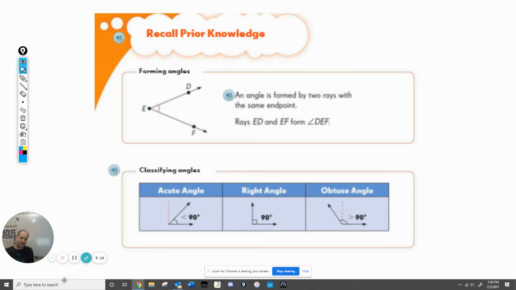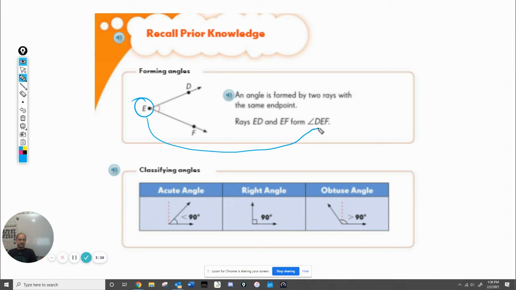Now, some stuff that I hope you recall from 4th grade. An angle is formed by 2 rays with the same endpoint. What's a ray, you say? Well, a ray is a series of points that start at one point and then go on forever in one direction. Okay? Rays ED and EF form the angle DEF. And when you're naming angles, you always have your vertex as the middle letter. This is also angle FED, but the E cannot be at the ends.